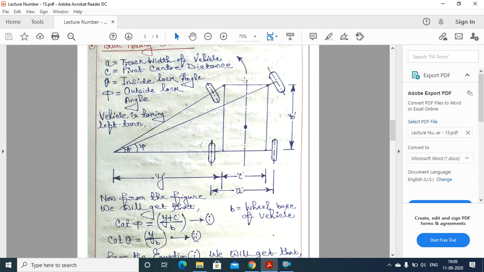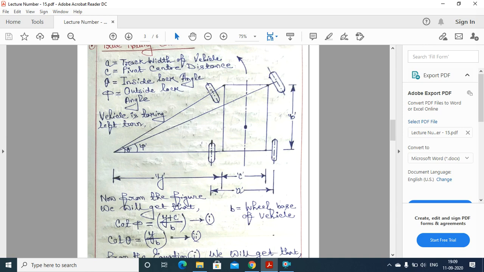So here you can see in this figure that the vehicle is taking a left turn. Here it is the inner side. That's why this wheel will be known as the front inner. This wheel will be known as the front outer. This wheel will be known as the rear inner, and this wheel will be known as the rear outer wheel.